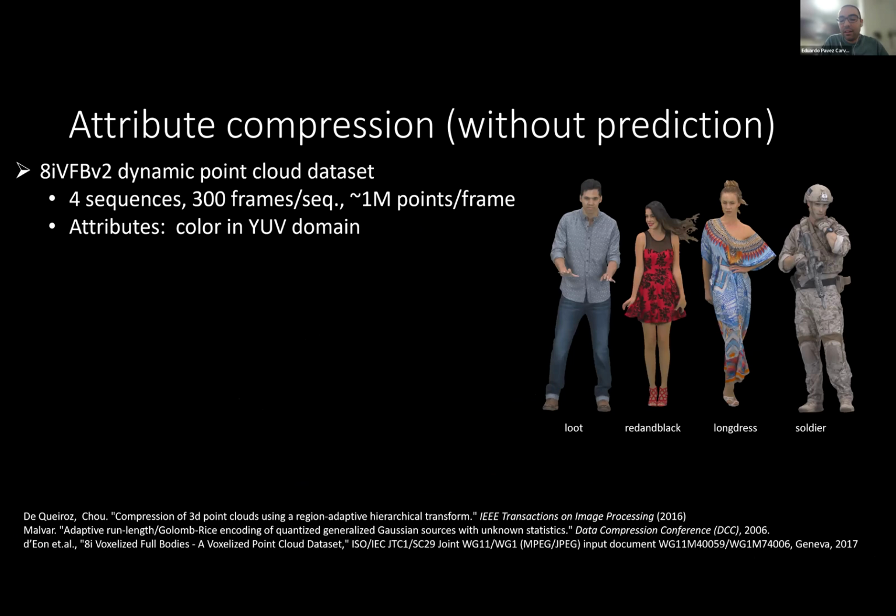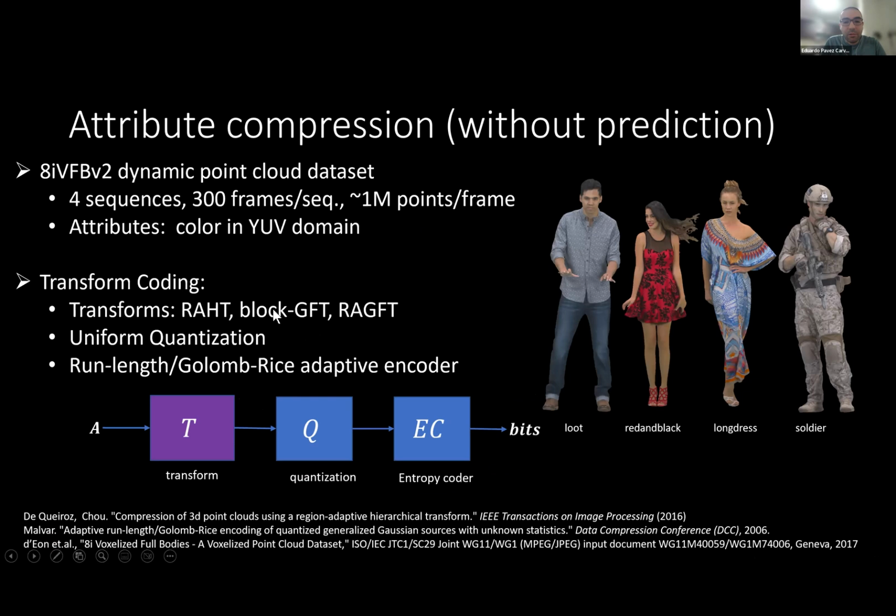I'll show you some of the experiments of this transform without prediction, so just the transforms. I consider this data set called the AI data set, which is a high resolution dynamic point cloud data set. We encode the colors in the YUV domain. We compared three transforms: the RAHT, the block GFT, and this array GFT. We use uniform quantization and then run length Golomb-Rice for entropy coding.